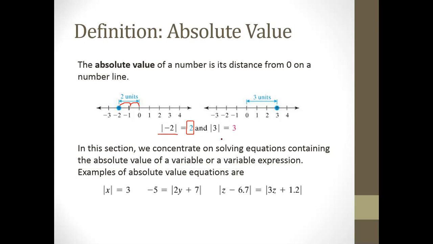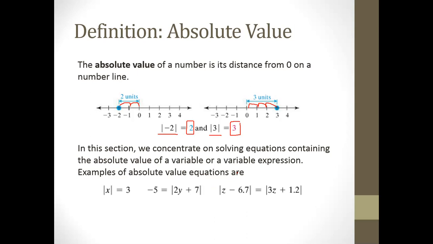Now, similarly, if we're asked to find the absolute value of 3, we would plot 3 on a number line and we count the distance from zero. That's 1, 2, 3 units away. Therefore, the absolute value of 3 would be 3. Now, in this section, we're going to focus on solving equations dealing with absolute value.